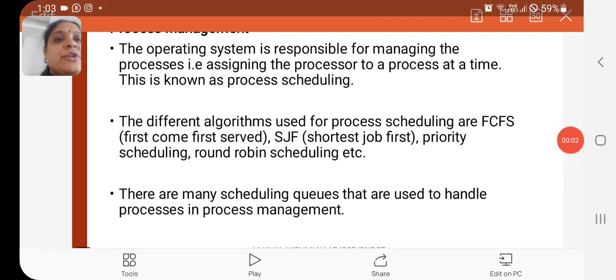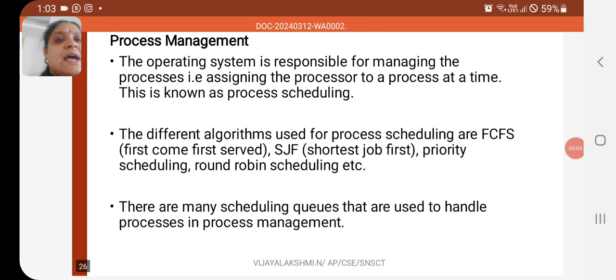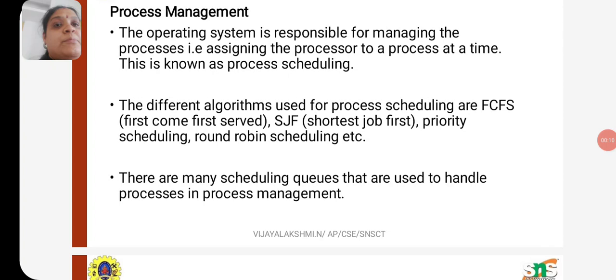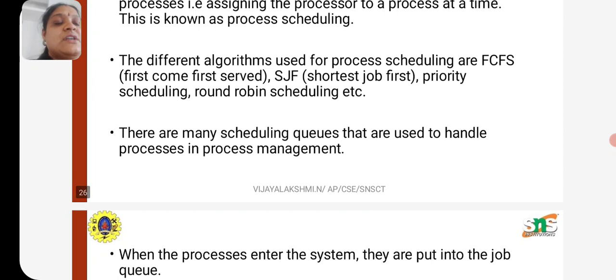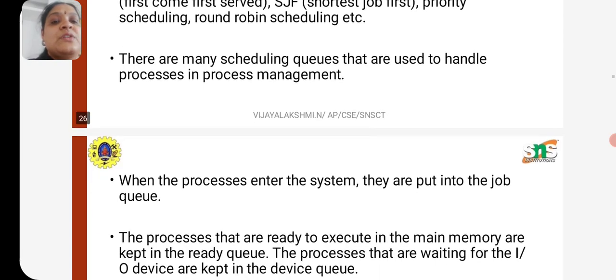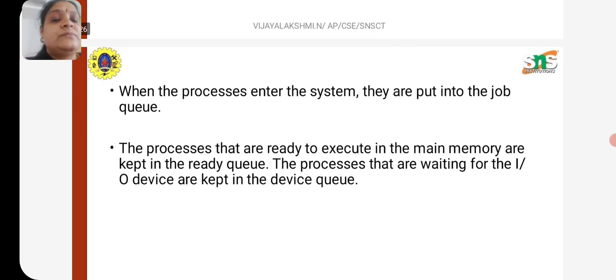So let me continue with the process management. As I told in the previous video, the operating system is responsible for managing the processes, which assigns the processor to a particular process. We have seen certain algorithms here: one is FCFS, SJF and priority scheduling, and the last one is round robin. So let me explain this.